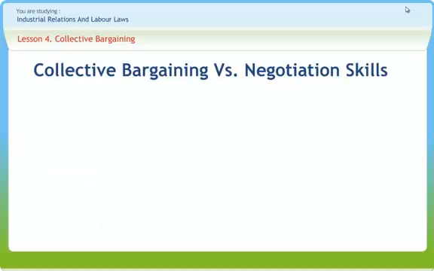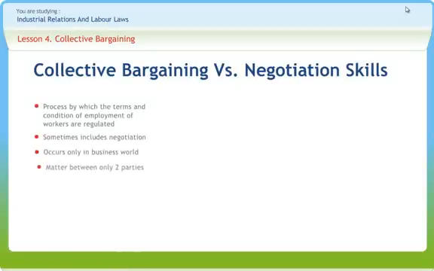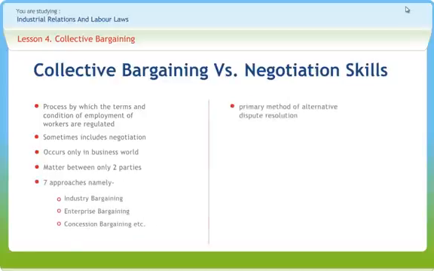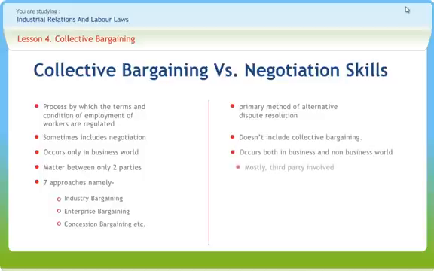Now we can understand the difference between collective bargaining and negotiation skills. Collective bargaining is a process by which the terms and conditions of employment of workers are regulated, but negotiation is basically to resolve disputes among the parties. The process of collective bargaining also uses negotiations to reach a mutual consensus. While negotiating issues, parties shift their stand from an ideal position to a settlement point, which is mutually agreed upon.